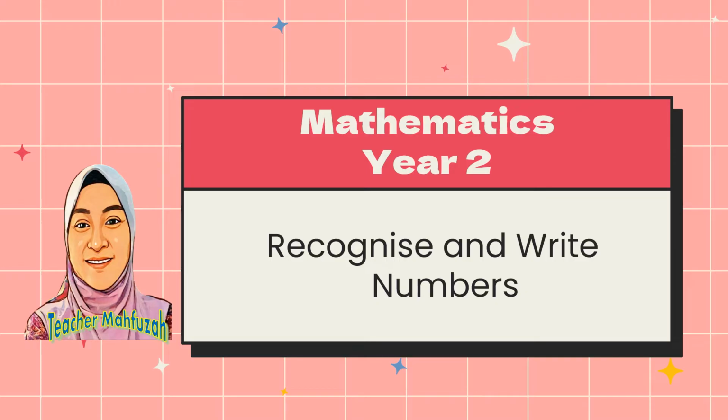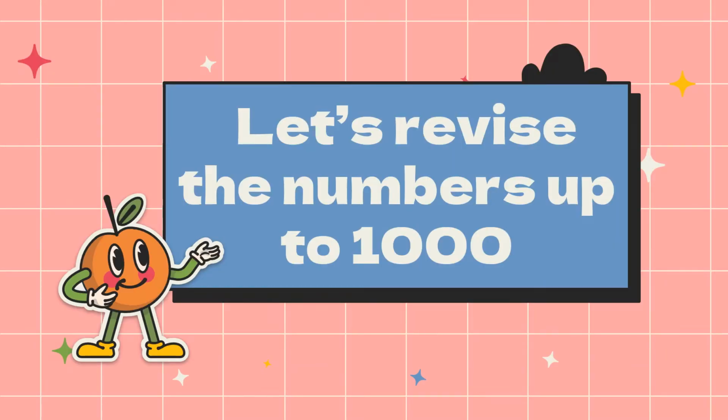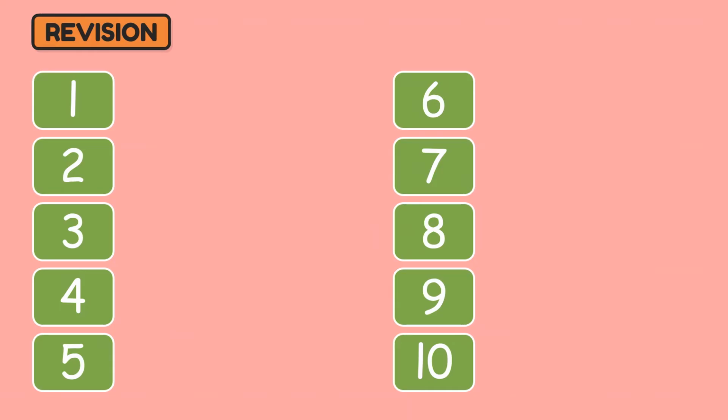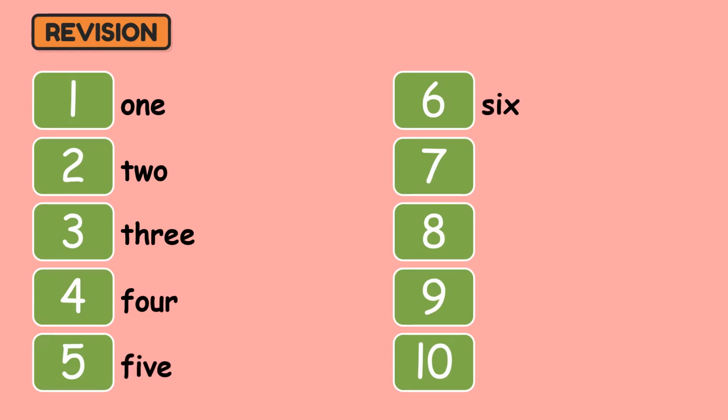Today, we will learn how to recognize and write numbers. Let's revise the numbers up to 1000. Do you recognize these 10 numbers? Let's read together. 1, 2, 3, 4, 5, 6, 7, 8, 9, 10. You have to remember the spelling for each of these words.